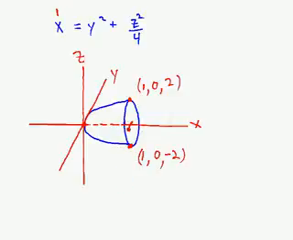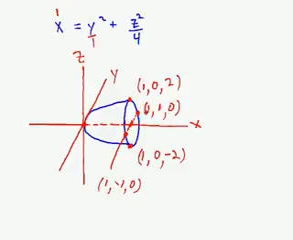Now, this point would actually be 1, negative 1, 0. And this point, so I ran from the center of the ellipse out a distance of 1 in this direction. That takes me to 1, negative 1, 0. And then in this direction it would be 1, positive 1, 0 for this point.